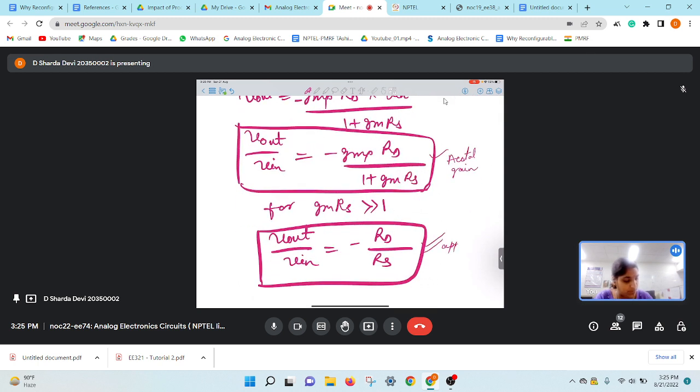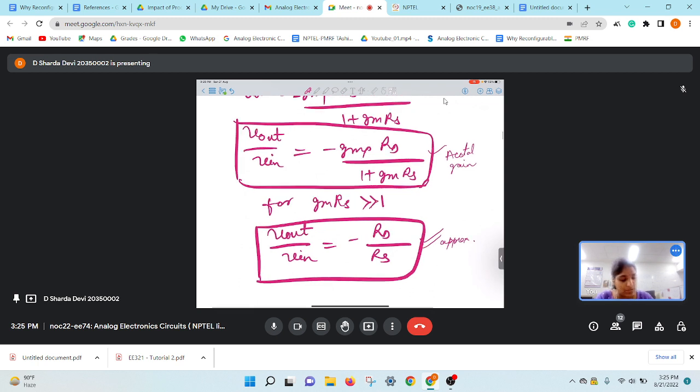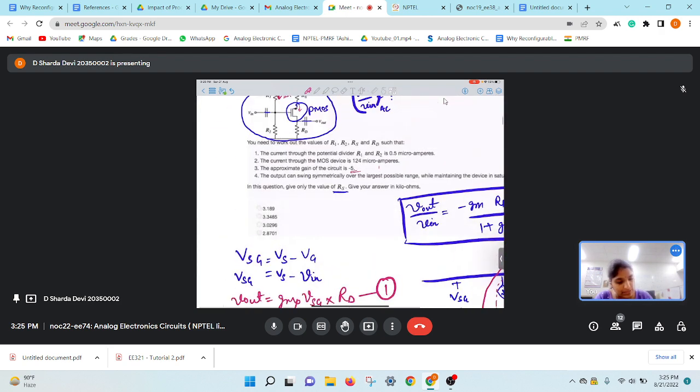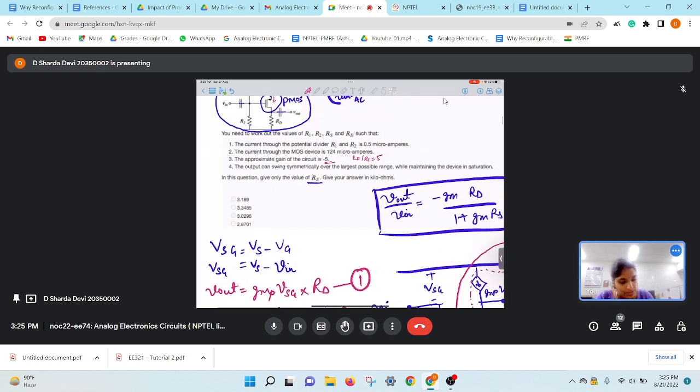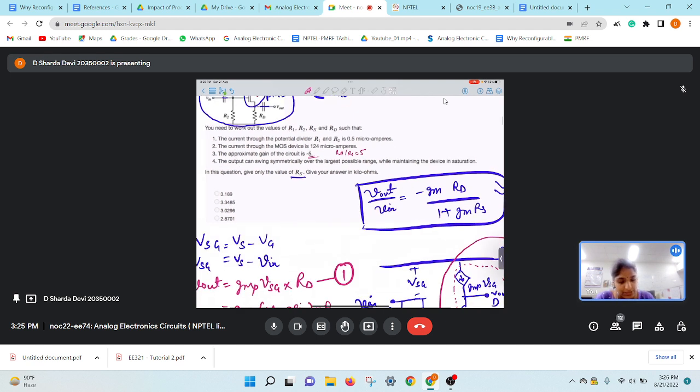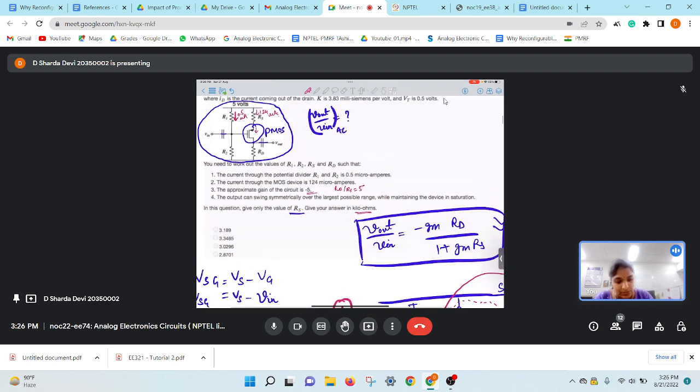So the approximated gain means this one. We have approximated it considering gm RS to be much greater than 1. So we'll apply it here. The third condition is RD by RS is 5. And the output can swing symmetrically over the largest possible range while maintaining the device in saturation. So the first question is we have to find the value of RS, and it should be in kilo ohms.